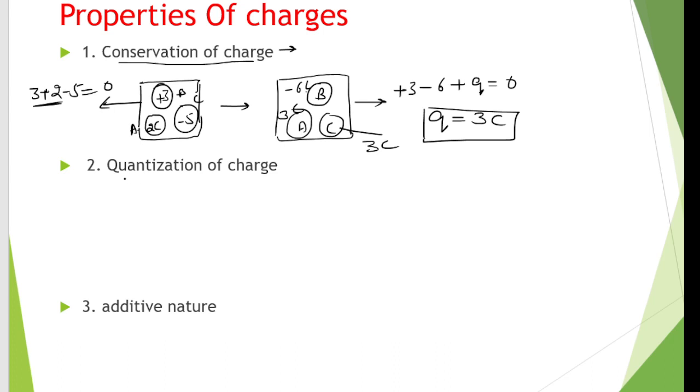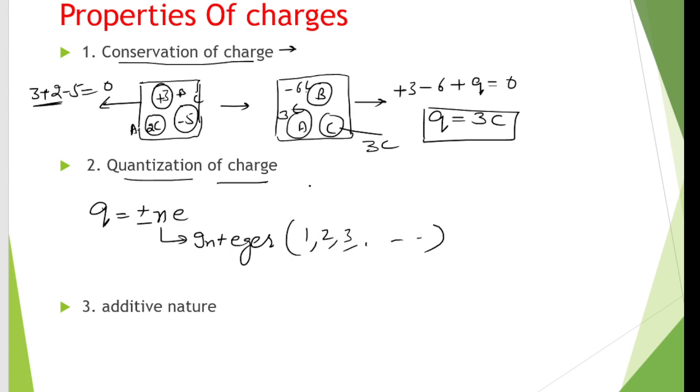The next very important property is quantization of charge. Quantization of charge means the charge on a body is always an integral multiple, maybe positive, maybe negative, of the smallest unit of charge. The smallest unit of charge is the charge on an electron or proton, and the charge on any body is n times that, so n should be an integer. An integer can be positive or negative, like 1, 2, 3, and of course plus minus all these values.